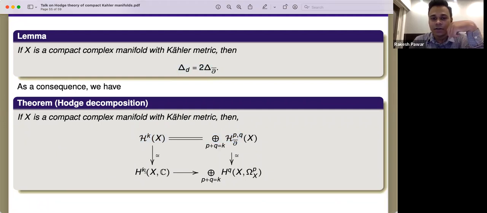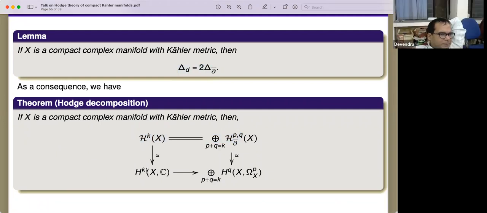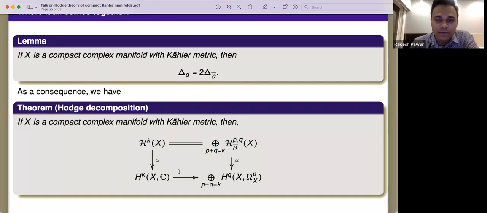And can you explain this slide again from the beginning? Which part? From the lemma itself.